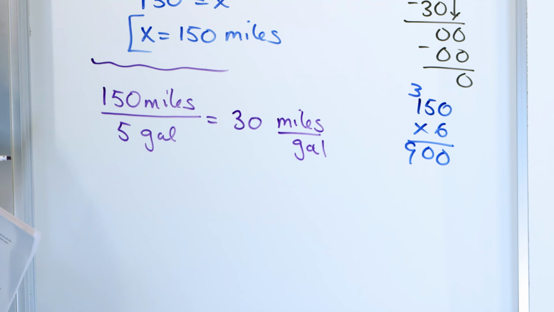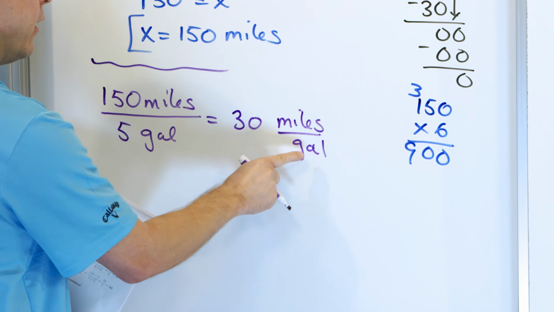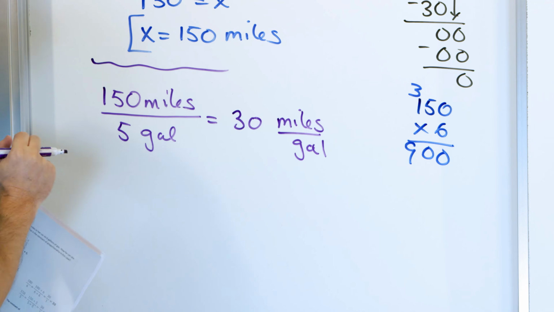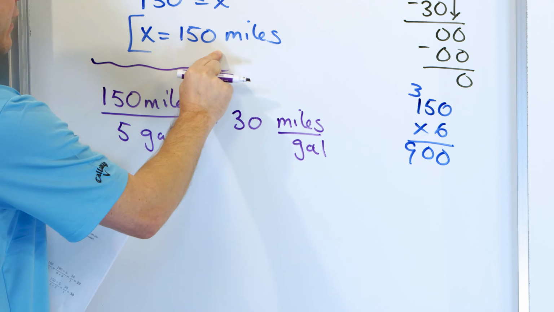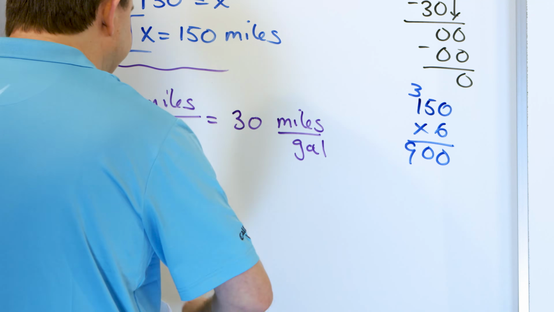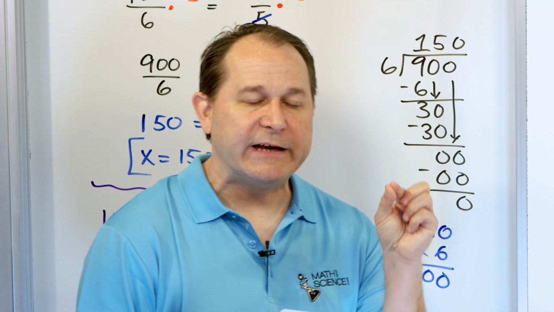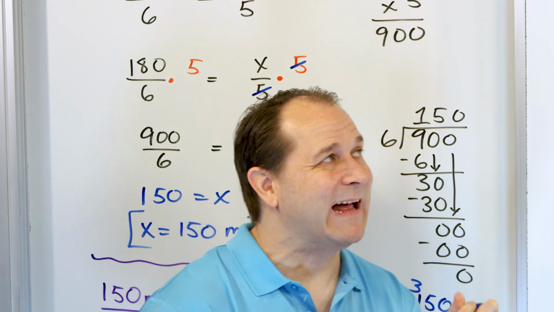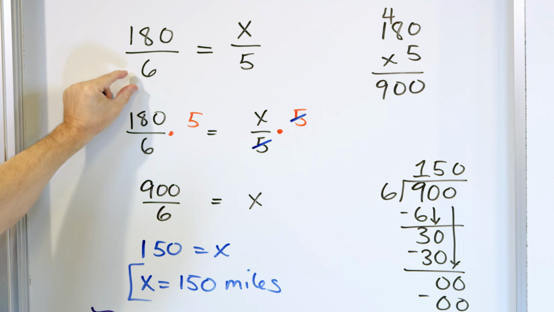And the units, you can't really cancel anything, so it's just miles per gallon. What it means is my car's efficiency is 30 miles per gallon. That means on 1 gallon of gas, I can travel 30 miles. And I got this ratio from knowing how far I went, 150 miles on 5 gallons. Now, let's turn our attention back to the original problem statement. Original problem statement said I can go 180 miles on 6 gallons.